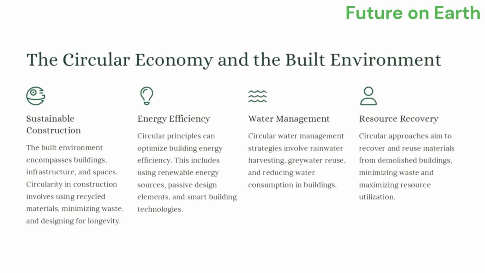The built environment encompasses buildings, infrastructure, and spaces. Circularity in construction involves using recycled materials, minimizing waste, and designing for longevity. Circular principles can optimize building energy efficiency, including using renewable energy sources, passive design elements, and smart building technologies. Circular water management strategies involve rainwater harvesting, greywater reuse, and reducing water consumption in buildings. Circular approaches aim to recover and reuse materials from demolished buildings, minimizing waste and maximizing resource utilization.